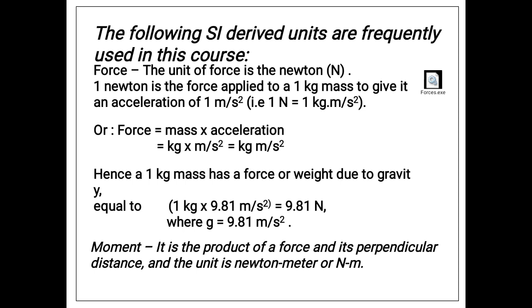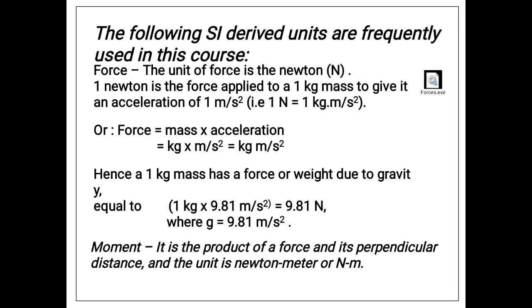So that is about 1 Newton: force is equal to mass into acceleration. The unit for mass is kilogram and the unit for acceleration is meter per second square. So 1 Newton is equal to 1 kilogram meter per second square. And also, 1 kilogram mass has a force of weight due to gravity.